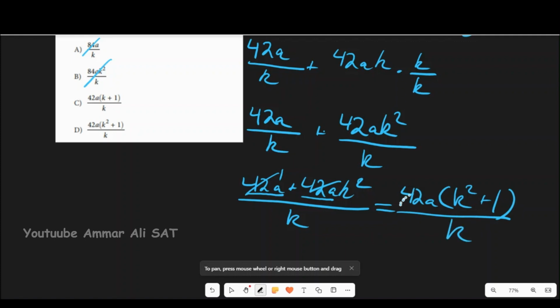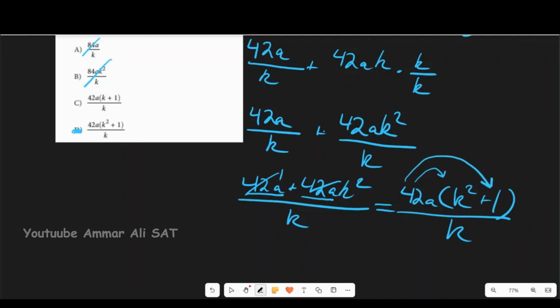Now you might be wondering, how did I do that? Hopefully, if you got it by now, you can honestly just stop watching the video, because this is your answer, D, right here. But I'm going to go into how I factored by basically undoing the factoring. When I factored, I thought to myself, if I did it the other way around, to get 42ak squared, I would just multiply 42a by k squared, and then to just get 42a, I would multiply 42a times 1. That's kind of what factoring is in reverse.